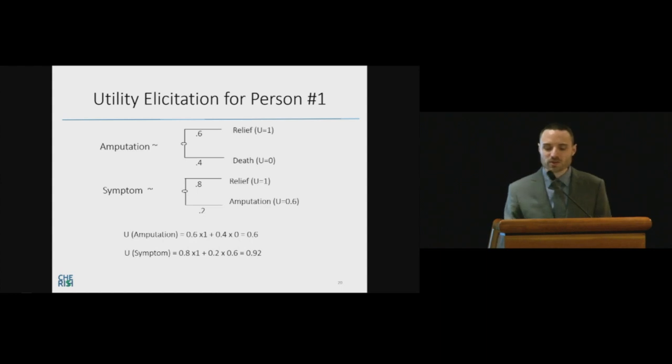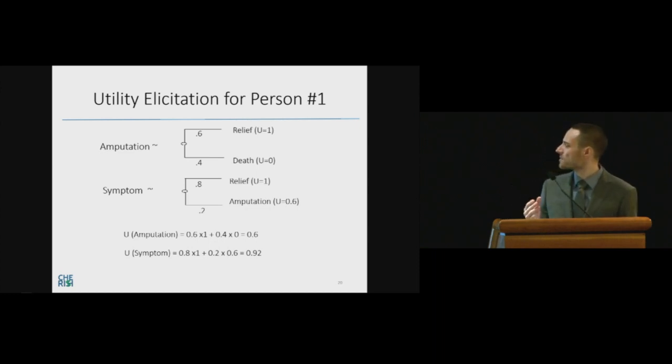So we can say, okay, well, if you decide to undergo amputation, there's a 0.6 probability that you're going to experience complete relief. There's a 0.4 probability that you're going to experience death, right? And the symptom, if you keep that, right? If you don't undergo the amputation, then there's a 0.8 probability that you'll experience relief or a 0.2 probability that you will have to get amputation. I'm not sure this is set up correctly.